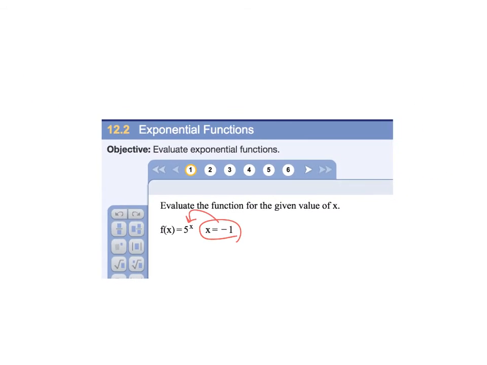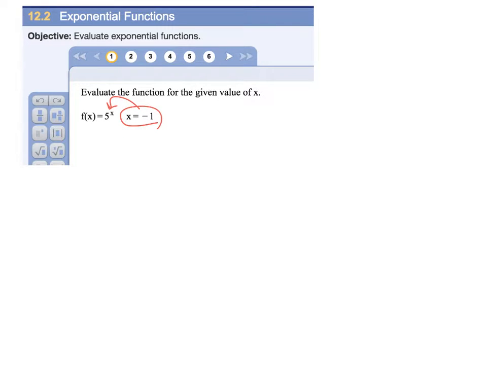All right, so when we do that, in this case, f of x starts out as being 5 raised to the x power. But now we're going to replace the x with a negative 1. So that becomes 5 raised to the negative first power. Now that's the answer, but we want to simplify it.